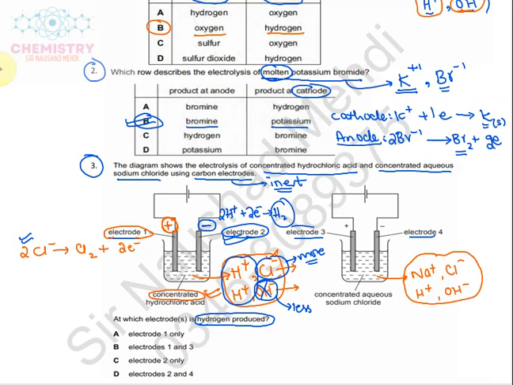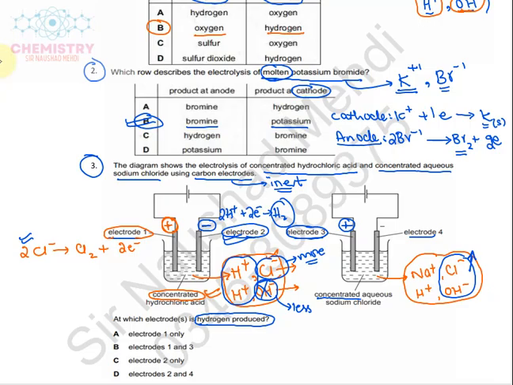Similarly, we have to look at electrode number 3 also. At electrode number 3 we again have a positive charge, so anions would be going over there. Again you have 2 anions, the chloride ion and the hydroxide ion, and again this solution is concentrated. Concentrated means that the chloride ion would be in more quantity, and since chloride ion is in more quantity, it would be getting discharged at electrode number 3.